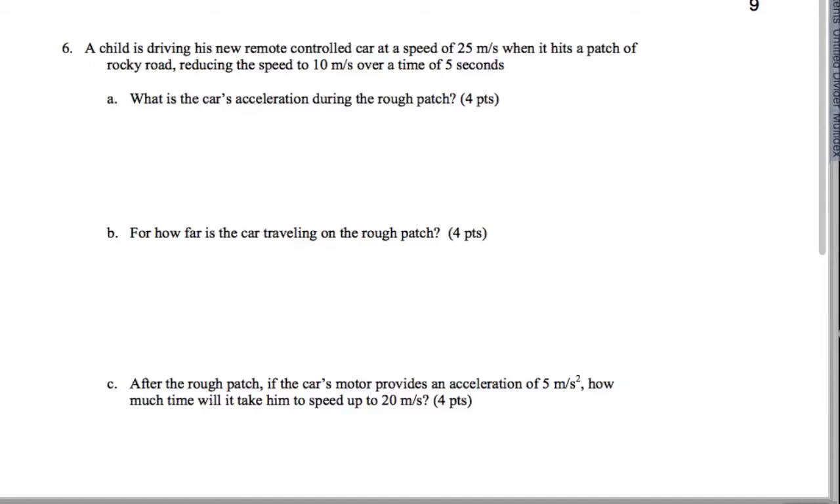Right, number 6. So let's go ahead and do this. I'm going to actually follow the recipe that I gave you for this one. So I have an initial velocity of 25, a final velocity of 10, a time of 5 seconds. I don't know the acceleration. I'll assume that I don't know the final position, but the initial position I can assume is 0.